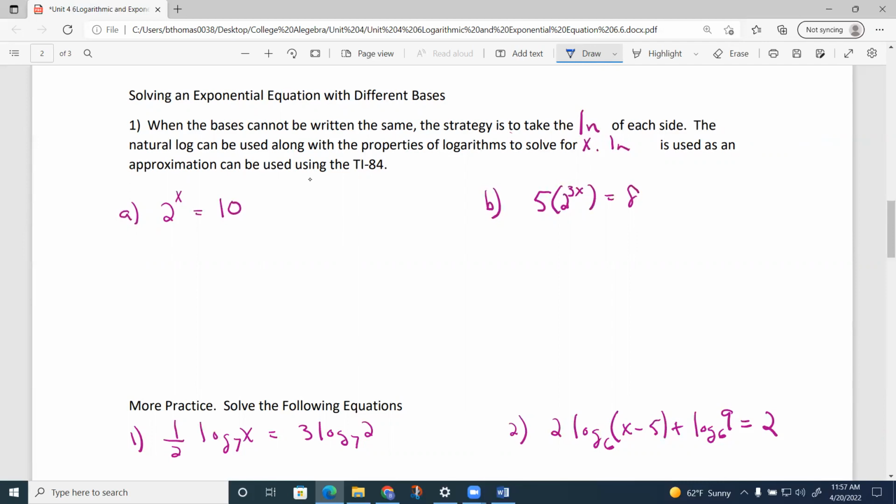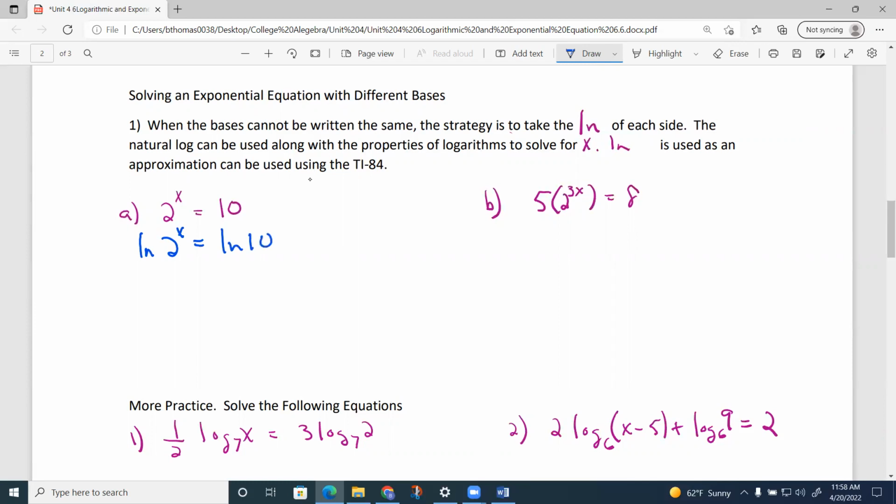So if I want to solve 2 to the x equals 10, notice that we do not have the same bases, the 2 and the 10, and there's no way I can change 10 to a base of 2, because there's nothing 2 to any power that I can see right off the bat that's going to give me 10. So what we're allowed to do, though, is take the natural log of each side. Because remember, what you do to one side, you have to do to the other side. So if I take the natural log of both sides, it's still going to be an equivalent statement.